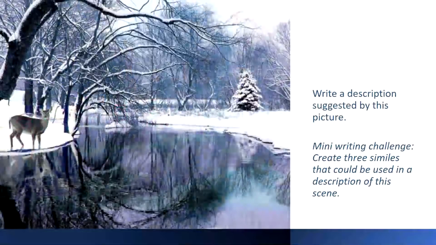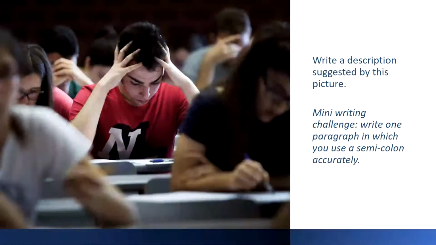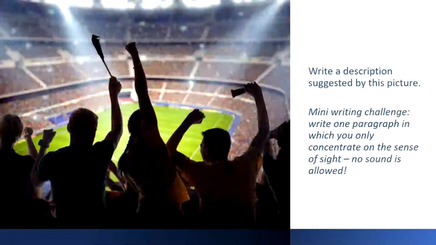So you could spend 45 minutes writing a description suggested by this picture of the deer, by the river in the snow, or just simply think of 3 similes that could be used if you were going to write that full description of this scene. In this next picture of the exam hall, your mini writing challenge is to write 1 paragraph in which you use a semicolon accurately.